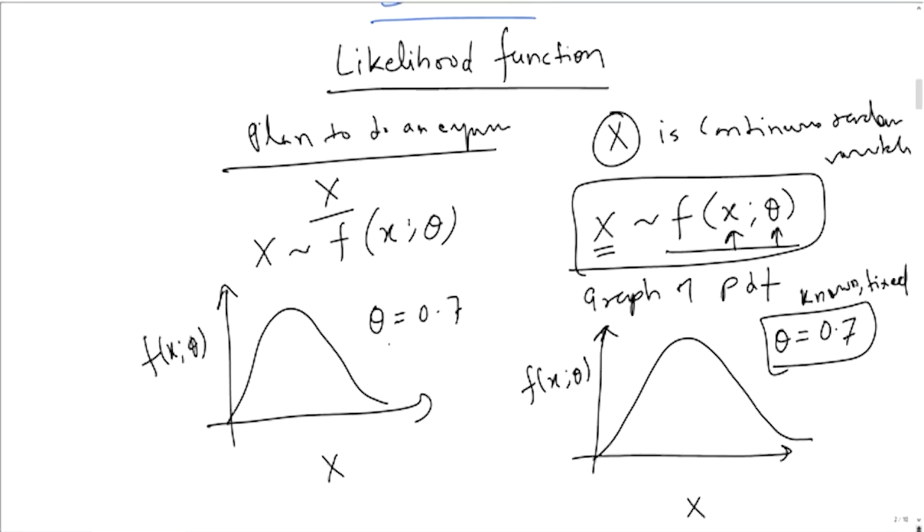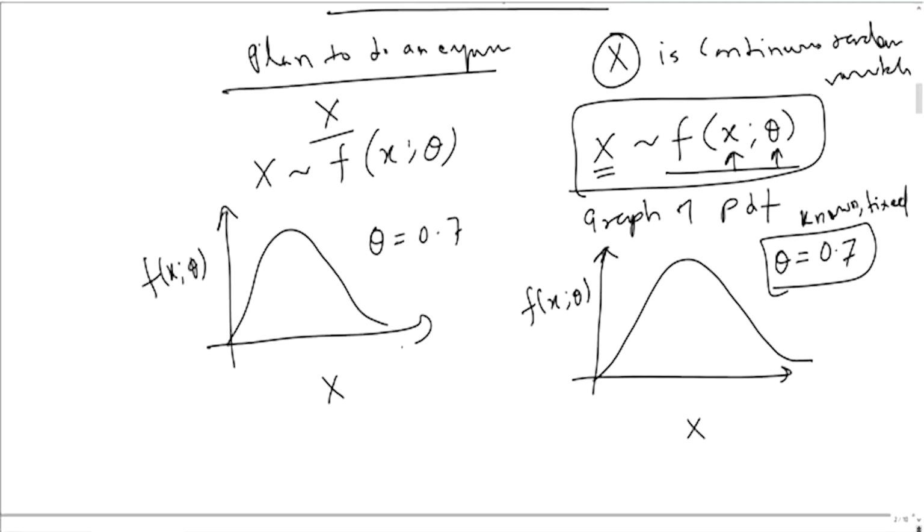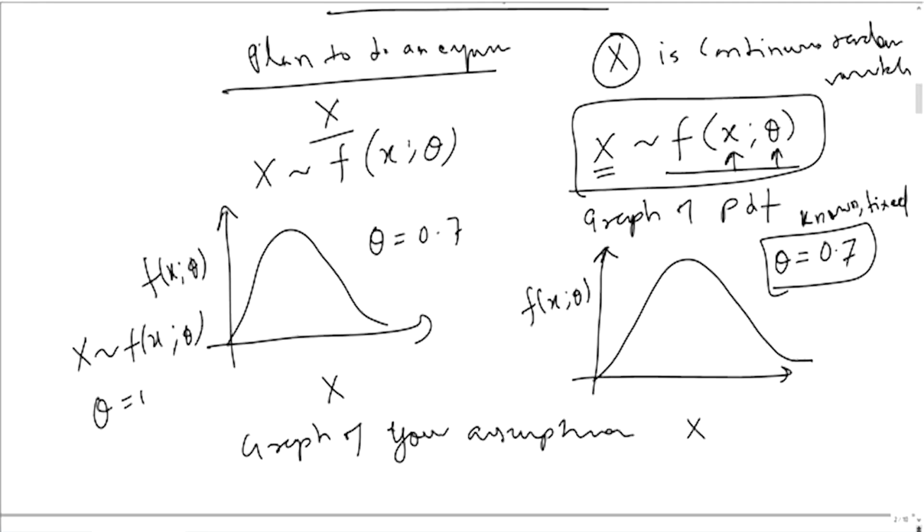So, this is something you are doing before seeing any actual data. This is the graph of your assumptions. The graph of the PDF can also be called the graph of your assumptions. And what are the assumptions? In this case, you are assuming that x comes from f of x theta and theta equals 0.7. So, you are drawing this graph under these assumptions.